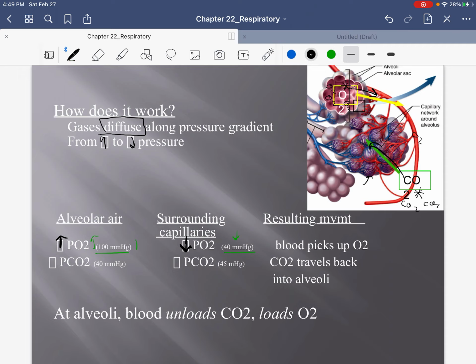On the other hand, there is a very low partial pressure of carbon dioxide in the alveoli versus the partial pressure of carbon dioxide in the capillaries.